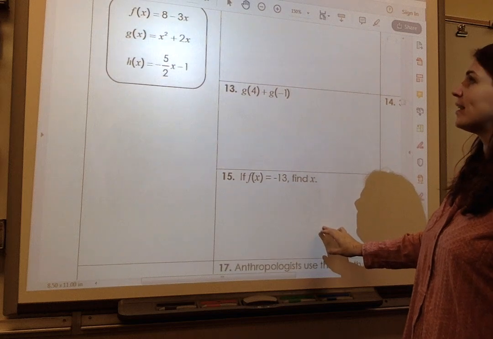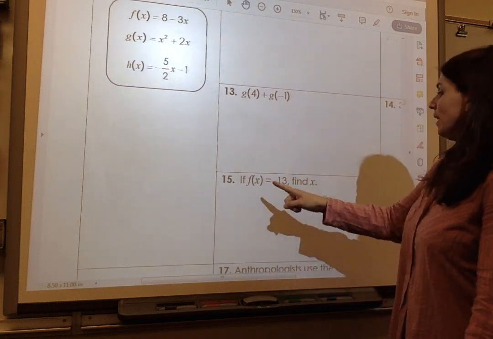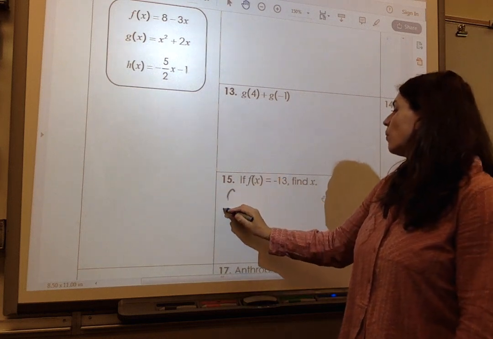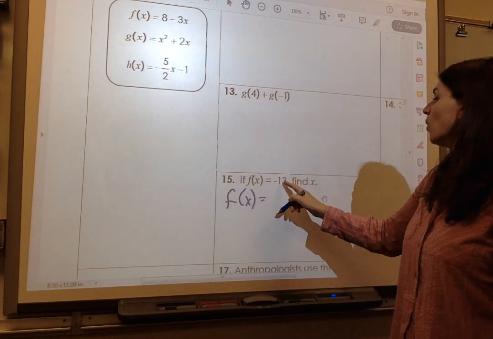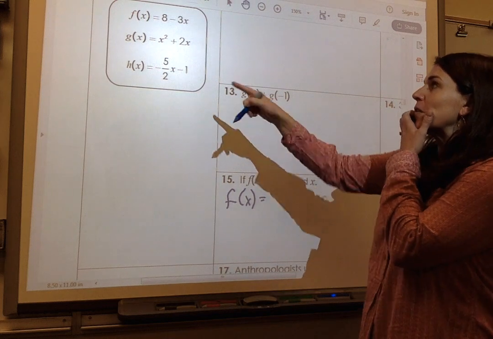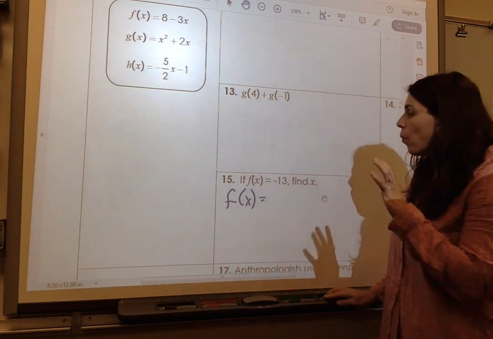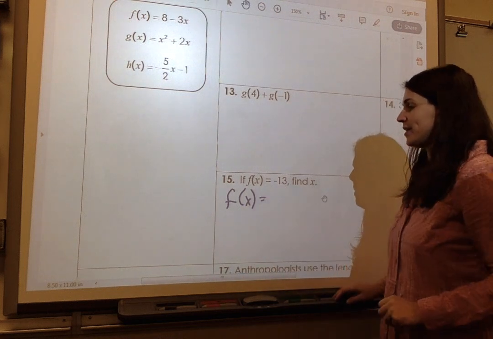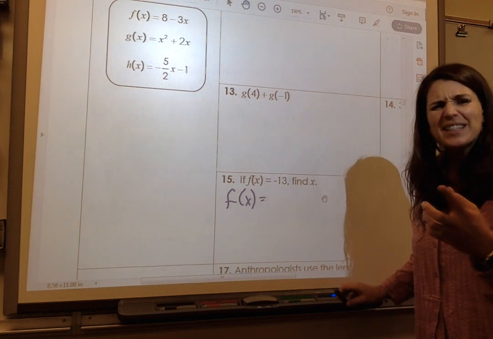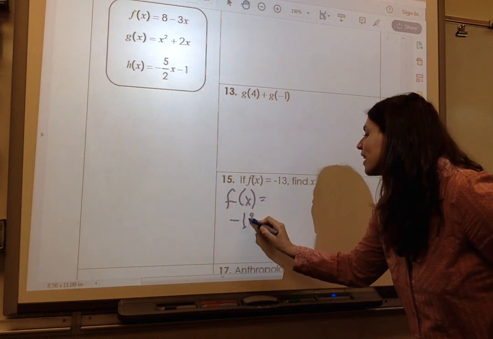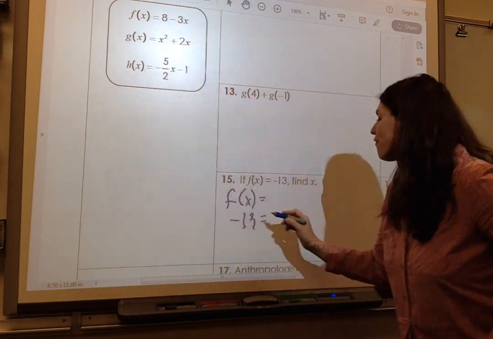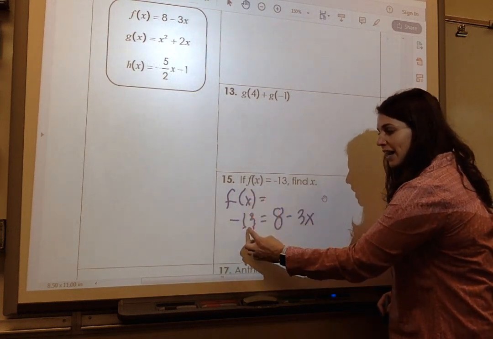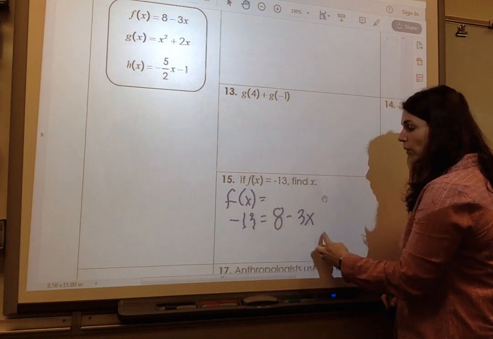Okay, so now it says when f of x is negative 13, find x. So I'm finding x when my output is negative 13. So how would I write that? It says find x when my output is negative 13. So here's what it's saying. It's saying my output is negative 13, and my f function is 8 minus 3x. Do you see that? I'm finding x, and this is my function.